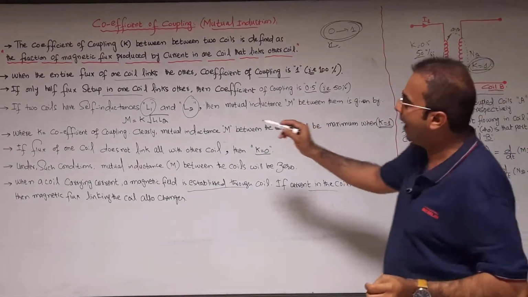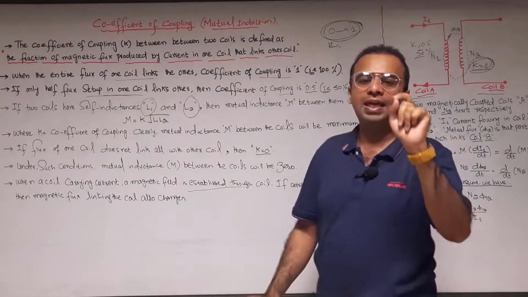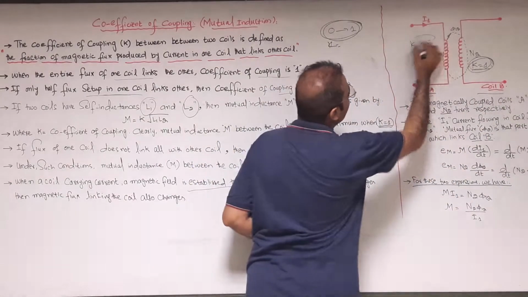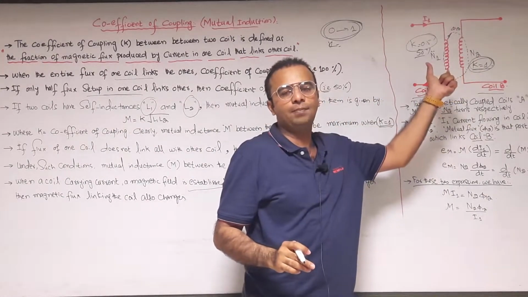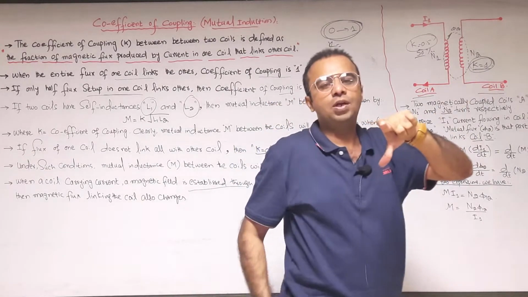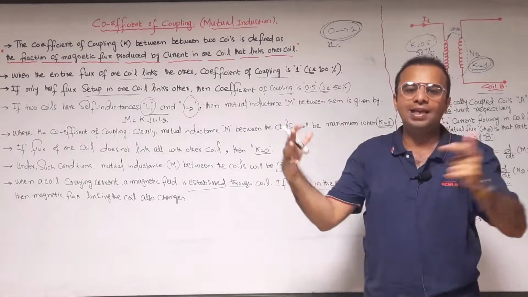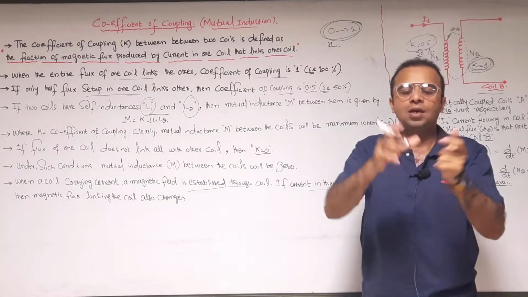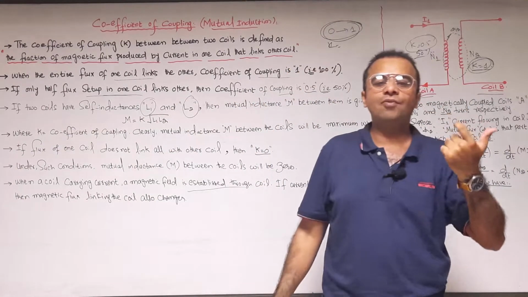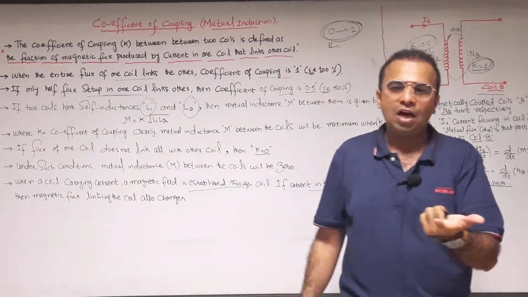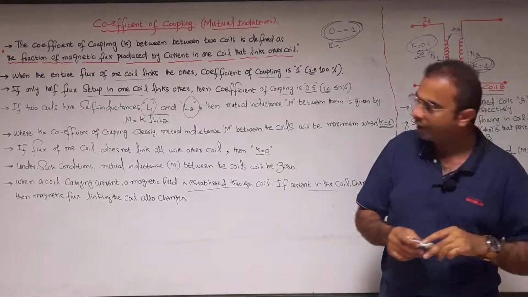Now when half of the flux set up in one coil links, the coefficient of coupling is K equal to 0.5. For example, if K is 0.5, only 50% of the flux is linked by the two coils. So this is the coefficient of coupling. When K is equal to 1, the entire flux is linked from coil A to coil B, and if K is equal to 0.5, then half of the magnetic flux is linked with the other coil, so that is 50%.